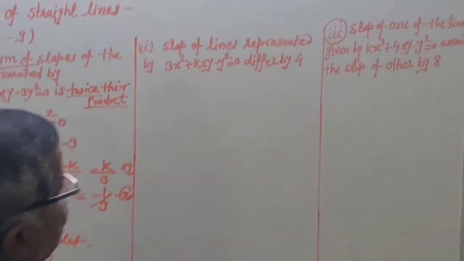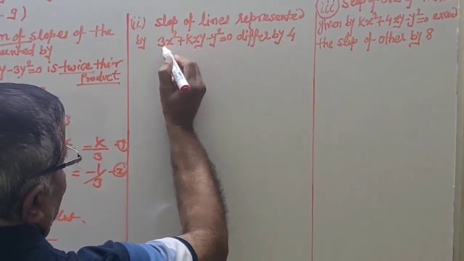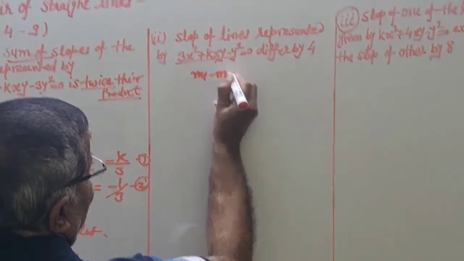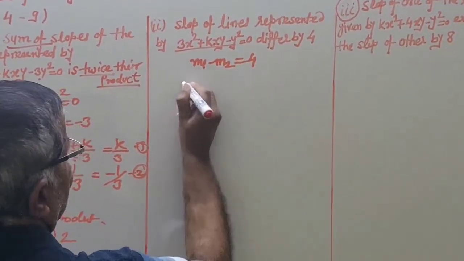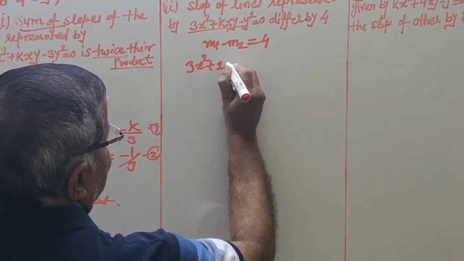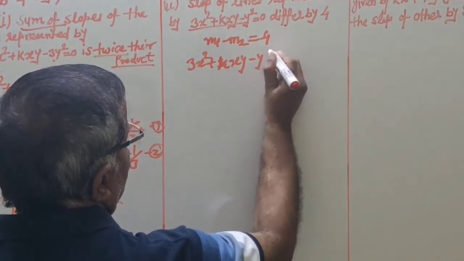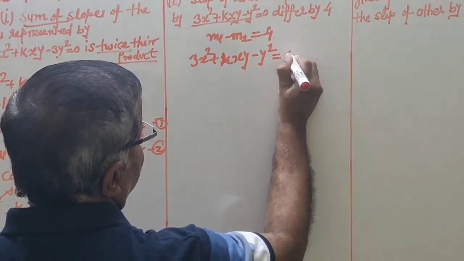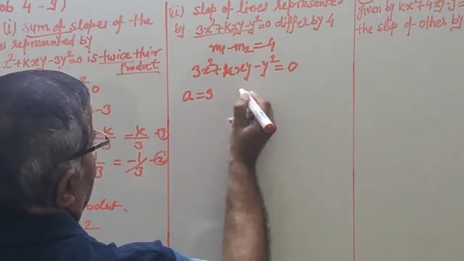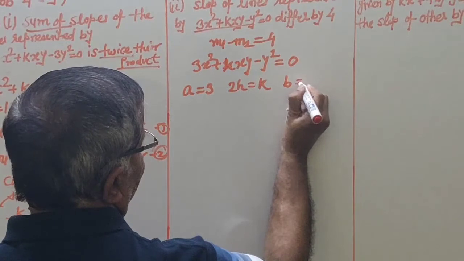Okay, now we are going to solve the second problem. The slopes of the lines represented by this equation differ by 4, means m1 minus m2 is equal to 4. This condition is given. From this equation I can find the values of m1 plus m2 and m1 into m2, sum and product. Okay, what are my values? a is equal to 3, 2h is equal to k, and b is equal to minus 1.